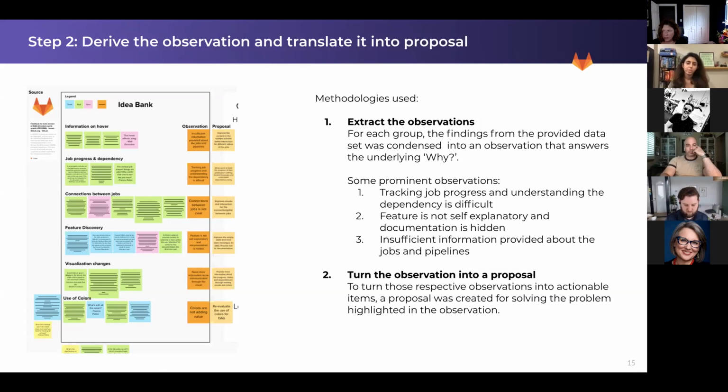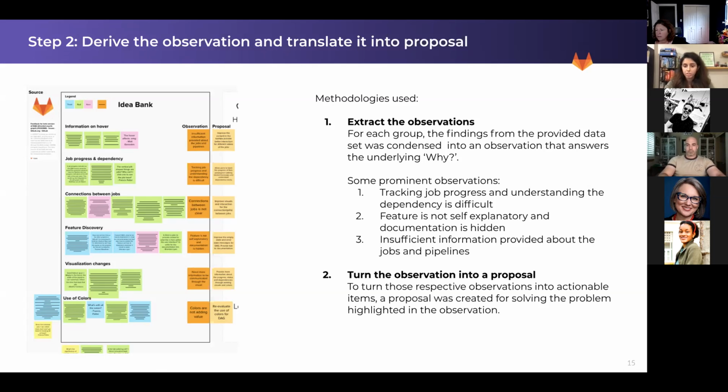Then the second step was to convert these findings from these separate groups into something actionable. And the first step towards doing that was condensing the observations. For each group, the findings from the provided data were condensed into a single observation, which answered the underlying why for the various asks that users were putting across. Some of the very prominent ones that stood out are listed here.